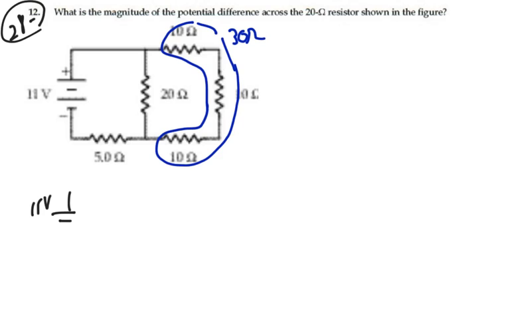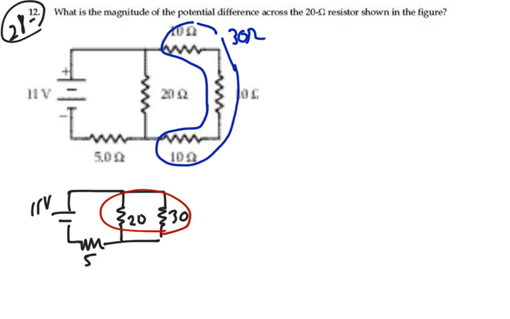11 volts, 20 ohms in the middle, 30 ohms on the outside here, with a 5 ohms down below. Now if I do the parallel combination of this 20 with the 30, I would have that R parallel is equal to 20 times 30 over 20 plus 30, which would be 600 over 50, which would be 12 ohms.